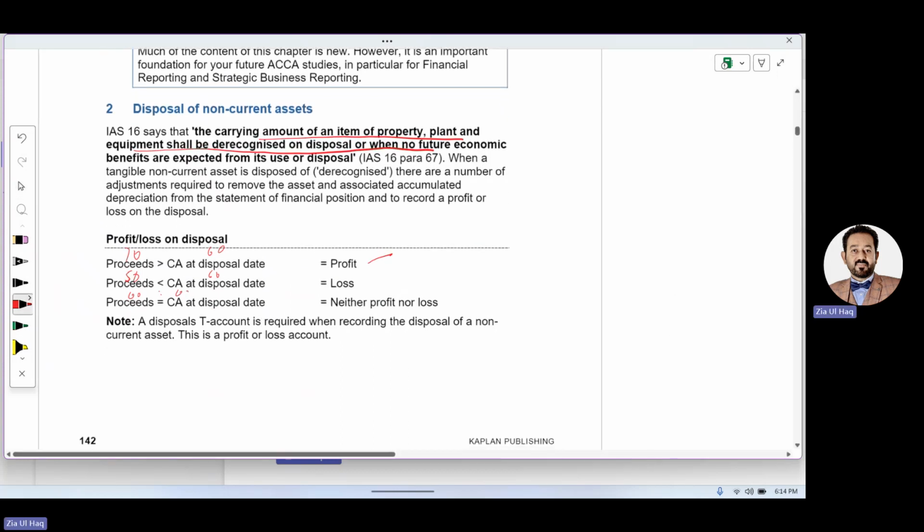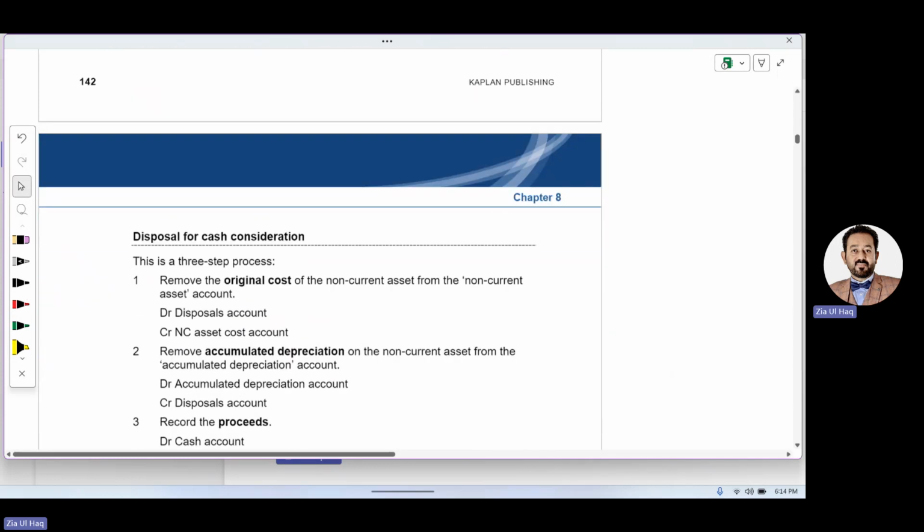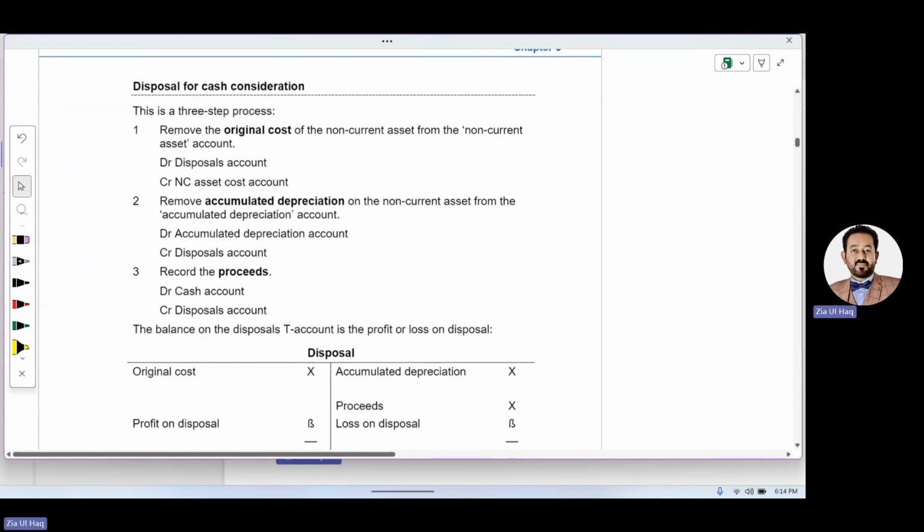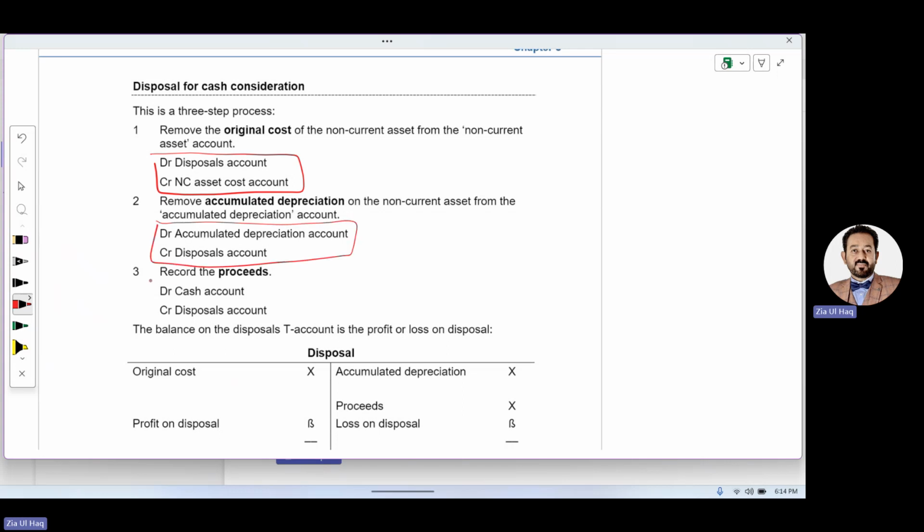A disposal T account is required when recording the disposal of a non-current asset. This is a profit or loss account. To calculate profit or loss, we need to open a disposal account. And what could be the entry? Disposal account debit, asset cost account credit; accumulated depreciation account debit, disposal account credit; cash debit, disposal credit. If there is a difference, that will be profit or loss.